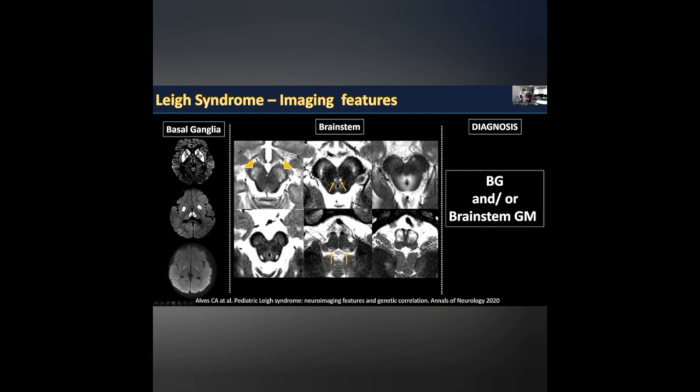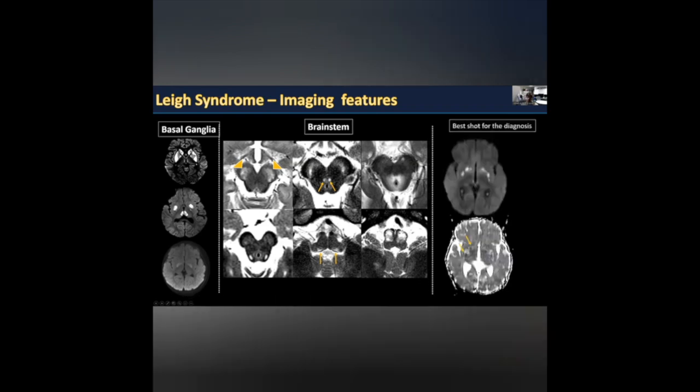And when you look for lesions in the brainstem, you need to recognize specific locations. The most common ones: the substantia nigra, oculomotor nuclei, periaqueductal gray matter, colliculi, the superior colliculi, involvement of the inferior vestibular nuclei in the inferior cerebellar peduncles, and the inferior olivary nuclei. So these are the classic and common findings in the brainstem that are related to Leigh syndrome.